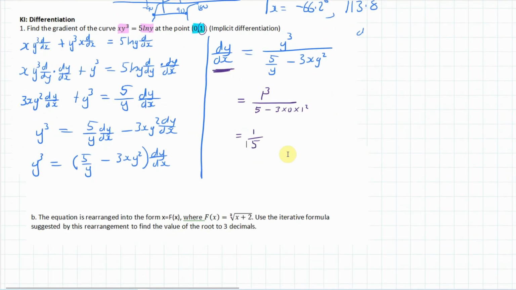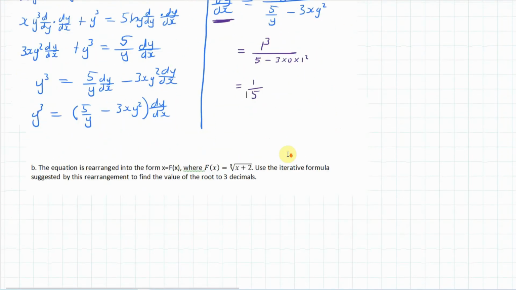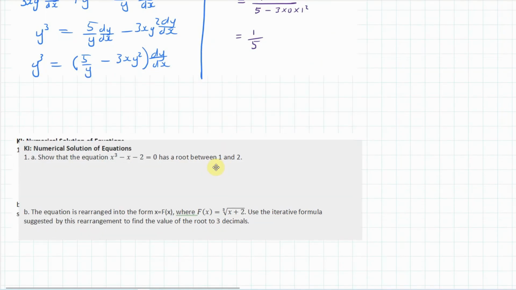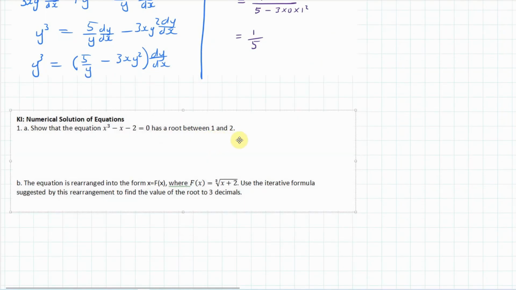The next one, we've got an equation that's rearranged. No, I think that's something else here. There we go. That's better. Now we're on the numerical solutions. We've got to show that there's a root between 1 and 2.